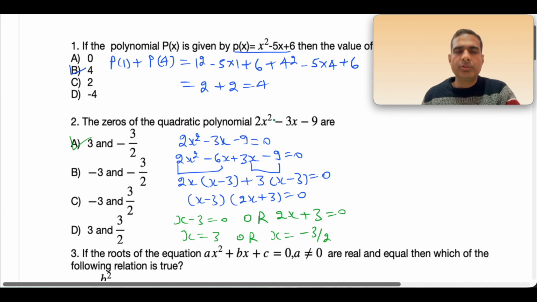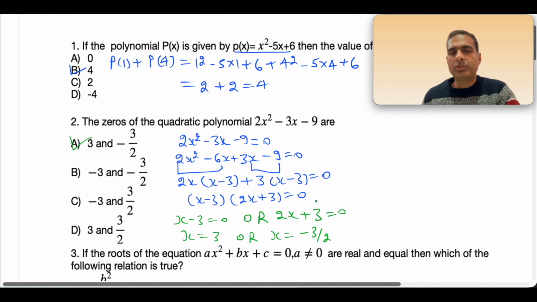So the zeros of the quadratic polynomial, the question was the zeros of the quadratic polynomial. So we had to find out the values of x at which this polynomial turns into 0. And how we found out? We equated this polynomial to 0. Then we used the concept of splitting the middle term. And then we got this polynomial is the product of x minus 3 and 2x plus 3, and the product of x minus 3 and 2x plus 3 is equal to 0.